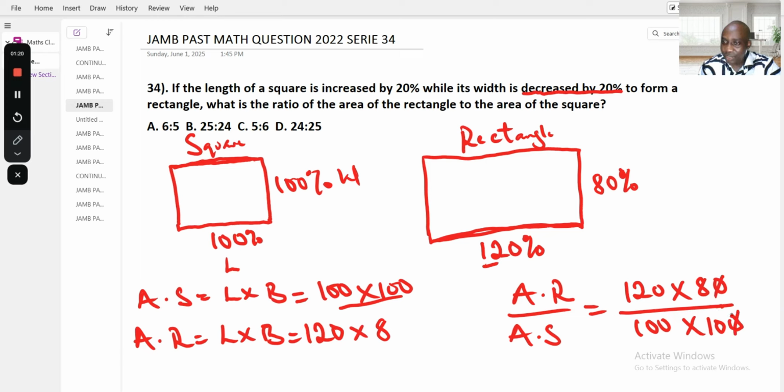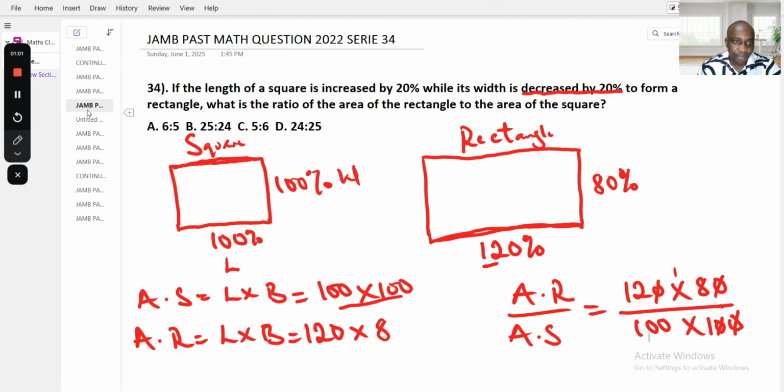Zero cancels here, zero cancels here, zero cancels here, zero cancels here. What do we have left here? We have 100 at the denominator, we have 12 multiplied by 8 at the top, isn't it? Now let's go to the next page. I don't want to clean this space up.